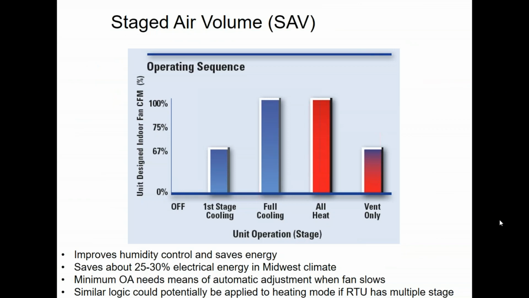The way that typically works for most rooftop units is that if you're in full cooling mode, 2 stages of cooling, yep, you're at full fan speed. If you're in heating mode, you're at full fan speed. If you're only in stage 1 of cooling, then you drop down to 2/3. Or if you're in vent only mode, which is a lot of the time, you drop down to 2/3 fan speed.